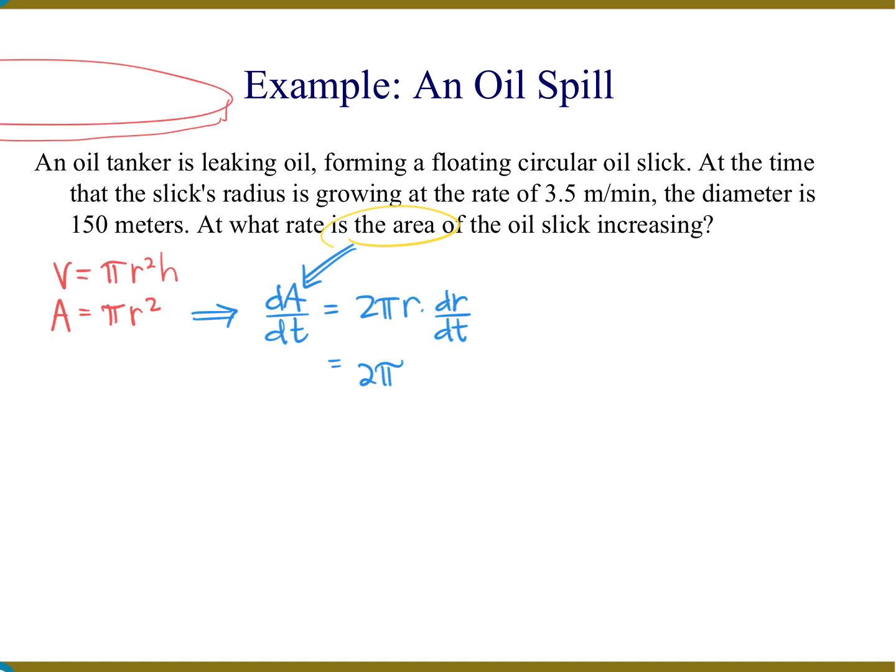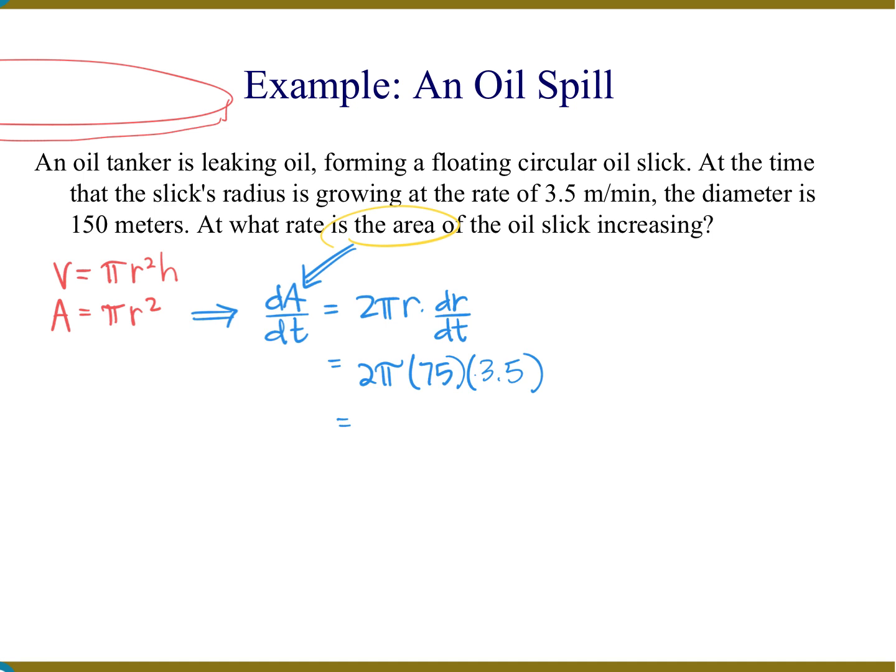Okay, stop. The slick was growing, but we're going to do a freeze motion, and we're going to plug in r. All right, what goes in for r? 75. Nice, 75, not 150. We're told that the diameter is 150, but you have to infer then that the radius is 75. The radius is growing, so we have a positive number at 3.5 meters per minute. So this is a pretty straightforward one where all the numbers drop in nicely.